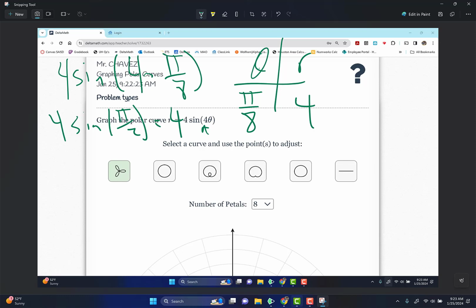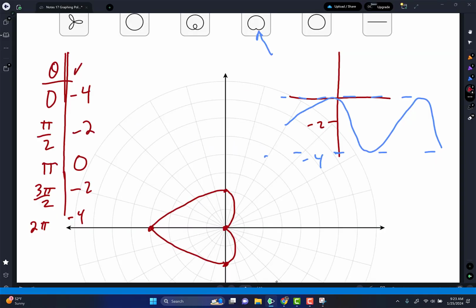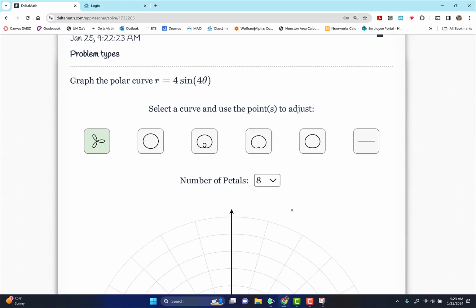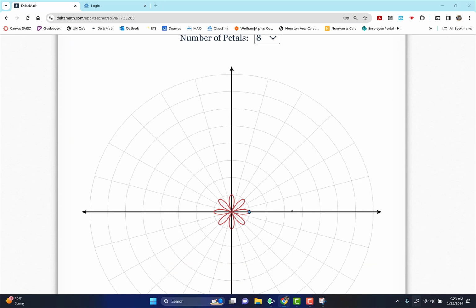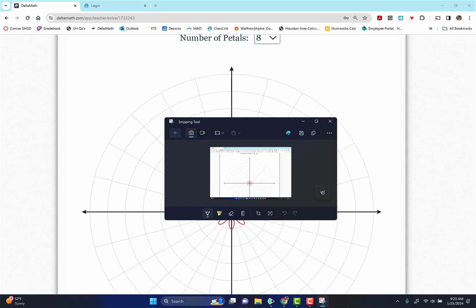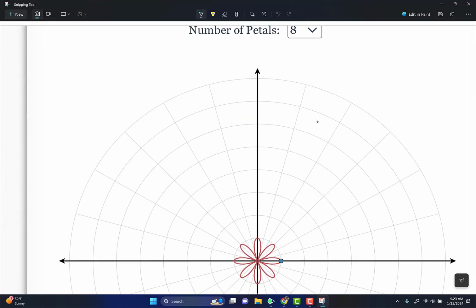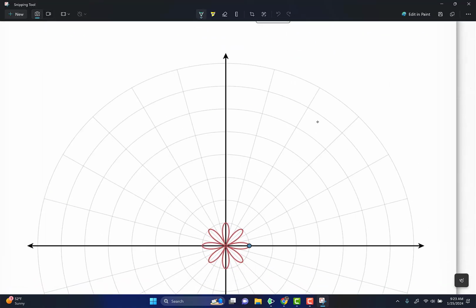Okay. Now, how am I going to graph this? I don't know where pi over 8 is. The graph doesn't have a pi over 8. Look, relax. Let me screen capture this and show you. How do I graph the pi over 8? This is pi over 12. And this is pi over 6. Pi over 8 is bigger than pi over 12, but smaller than pi over 6.